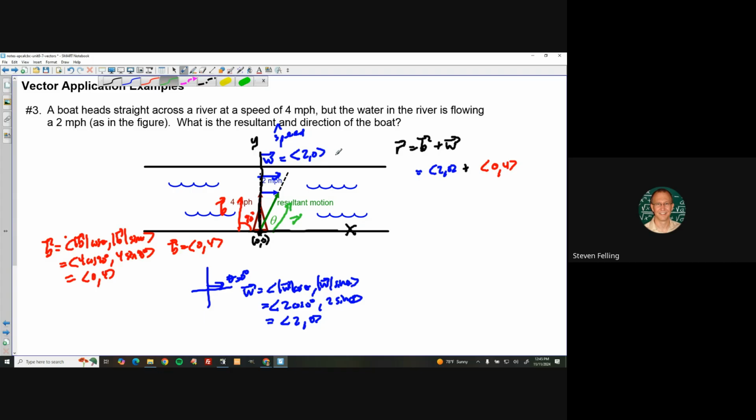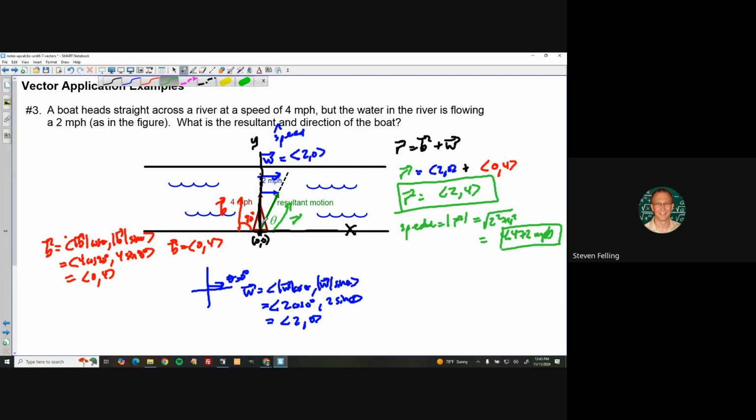So that means the resultant vector here is the sum of those two. It is 2 for the x and 0 plus 4. So this is the resultant vector. Now, what is the speed? The speed, since this is a velocity, is just going to be the magnitude of that resultant vector. So that would be the square root of 2 squared plus 4 squared, which turns out to be 4.472, and the units there would be miles per hour.